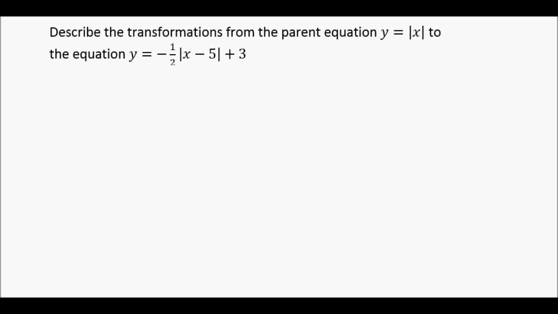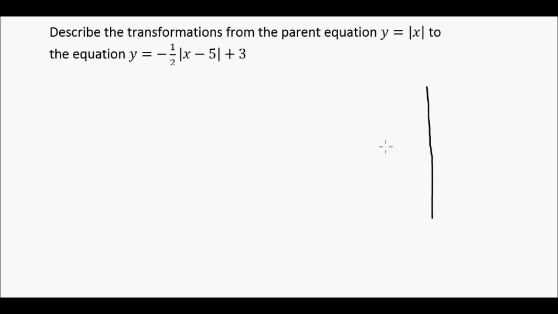Okay, this question asks me to describe the transformations from the parent equation y equals absolute value x to the equation y equals negative 1/2 times the absolute value of x minus 5, plus 3. Just like in transformations 1, I'm going to start by doing a quick sketch of the graphs of the two equations.